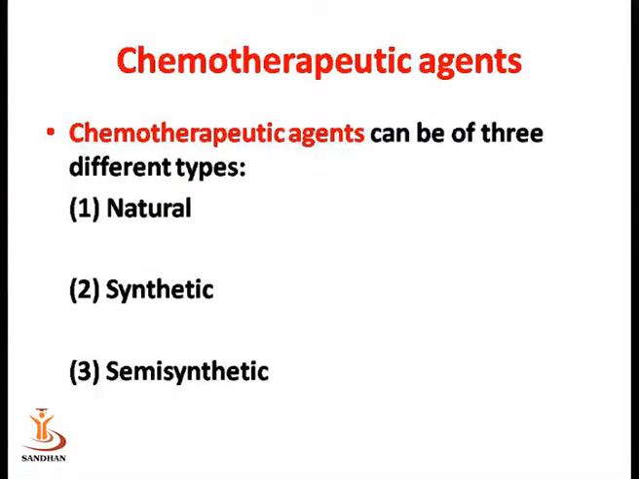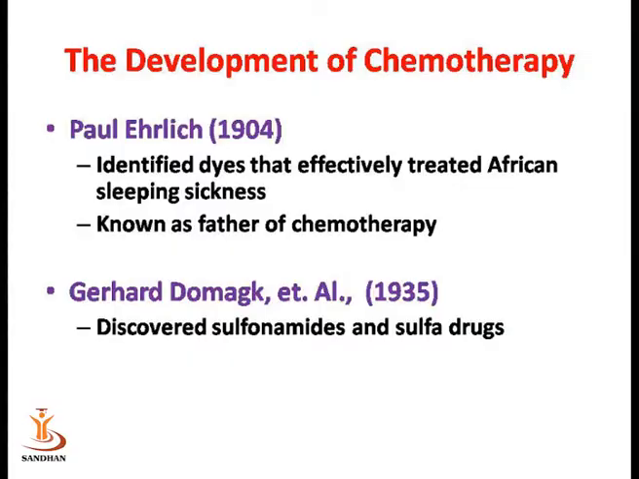Chemotherapeutic agents can be divided into three main types on the basis of their origin. They may be natural, synthetic, or semi-synthetic. Now let us have a look at the development of chemotherapy. Paul Ehrlich was the first to use a chemical compound in the treatment of disease, and that's why he is also known as the father of chemotherapy.